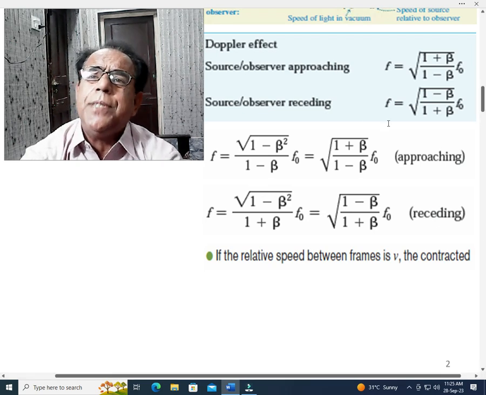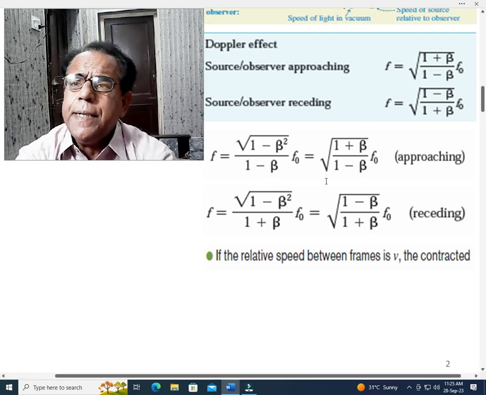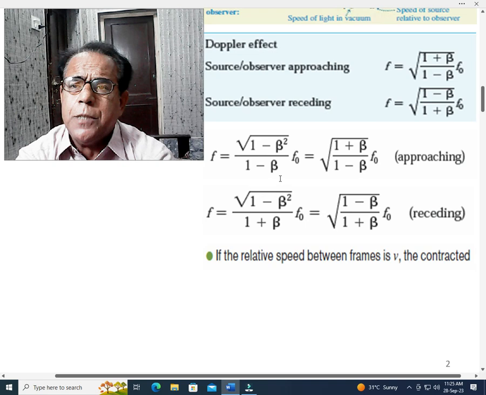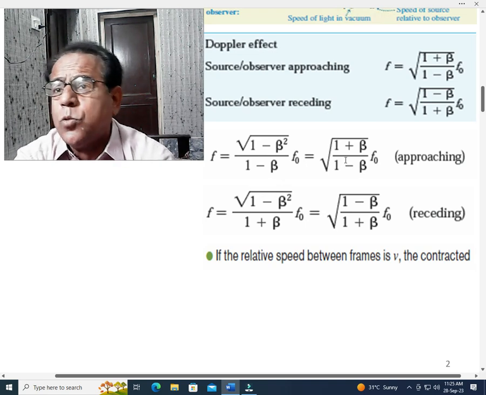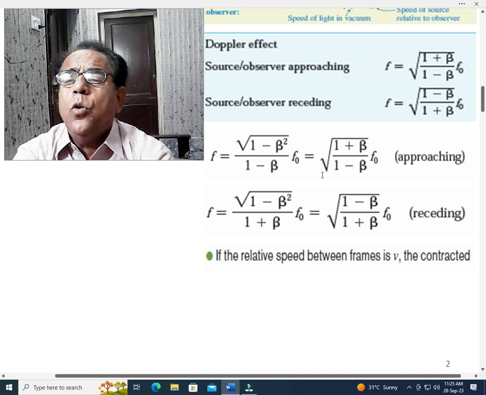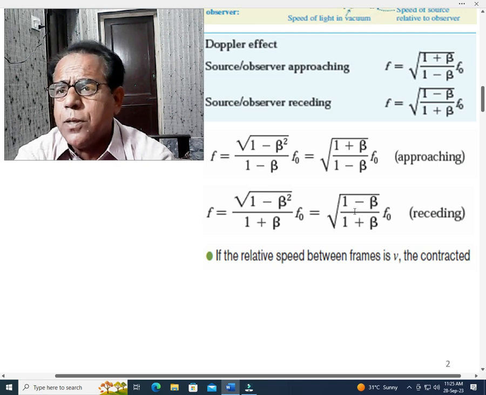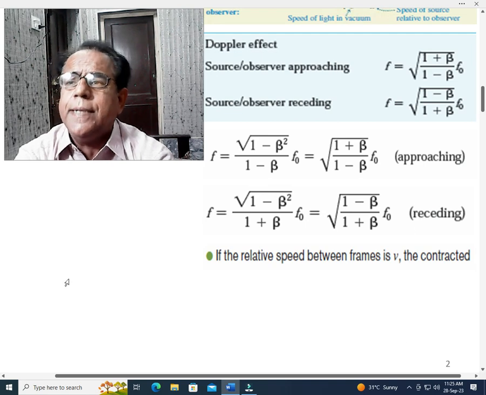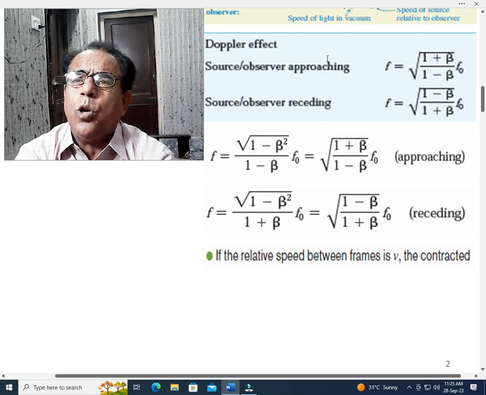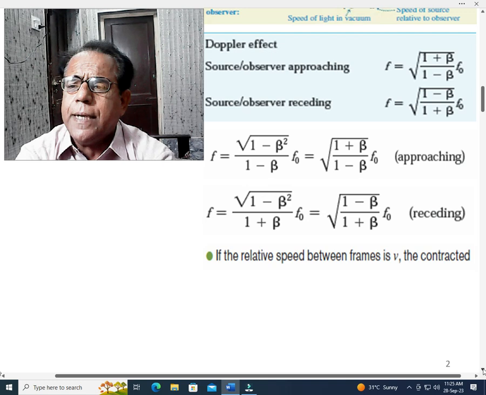The same snapshot is now split into two parts. That is, f is equal to under root 1 minus beta square over 1 minus beta into f naught, which alternatively becomes equal to under root 1 plus beta over 1 minus beta into f naught. This is the approaching case. Then f equal to under root 1 minus beta square over 1 plus beta into f naught. This becomes equal to under root 1 minus beta over 1 plus beta into f naught. This is the receding case. So this snapshot has been split into separate parts. One is the approaching case and the other is the receding case.